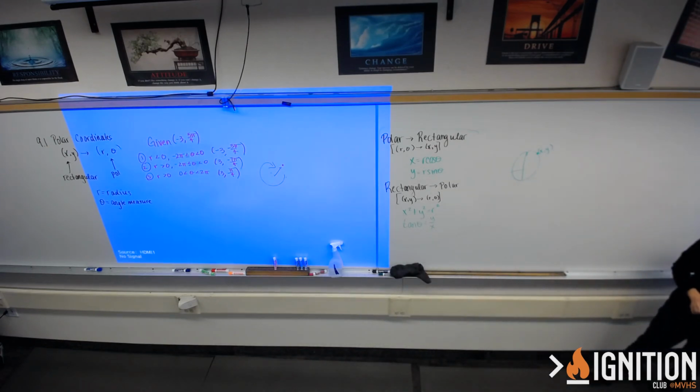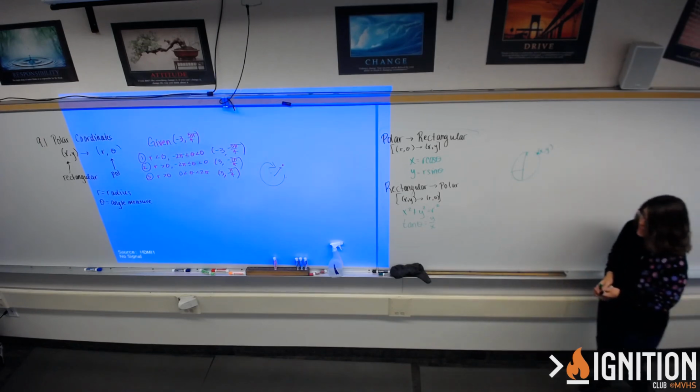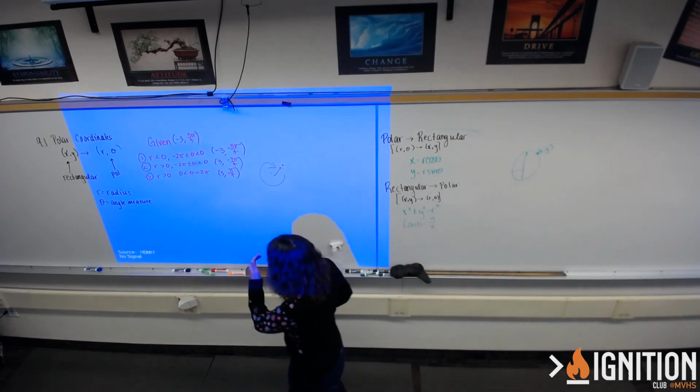Wait, so if we're using the circle equation, does that make the x, y point the center of the circle? Nope. The center of the circle there is at the origin. (x minus h) squared plus (y minus k) squared equals r squared, where the center is at h, k. This has a center at the origin. Okay, so let me give you some coordinates. Let's figure out some points.